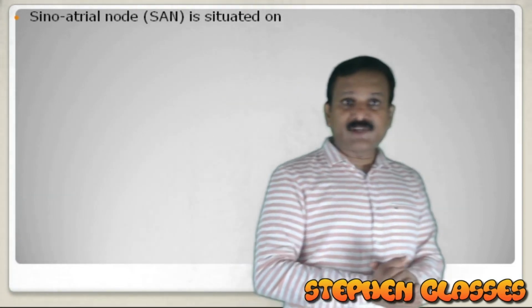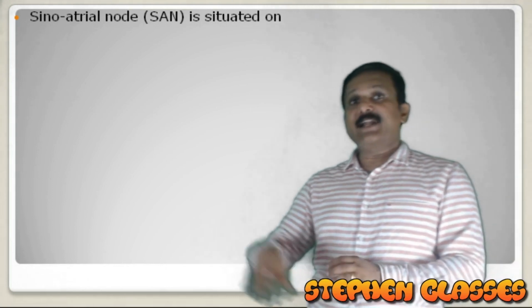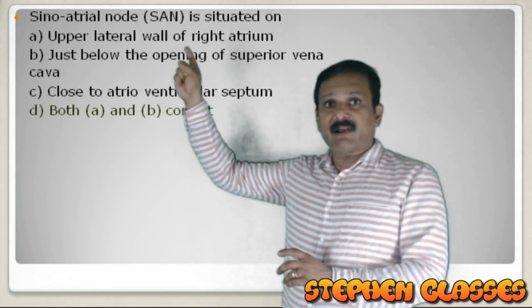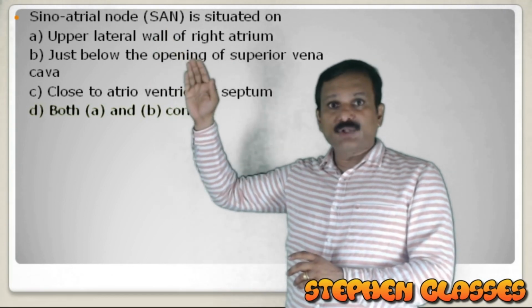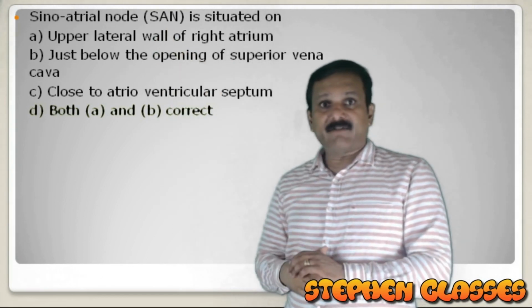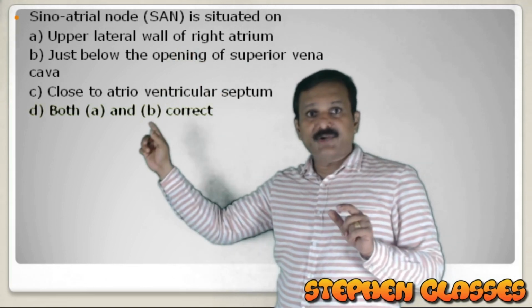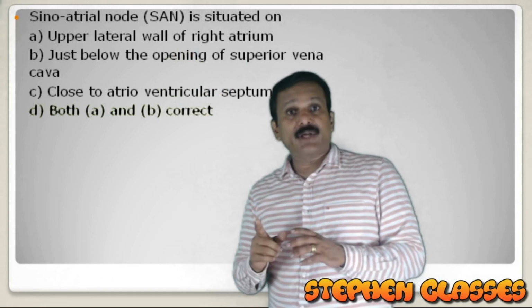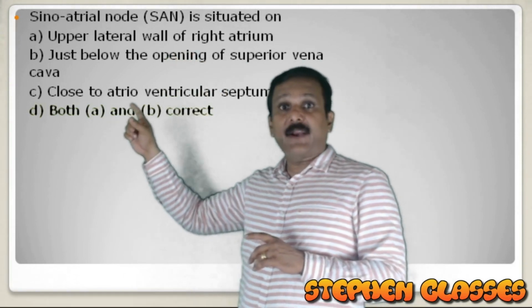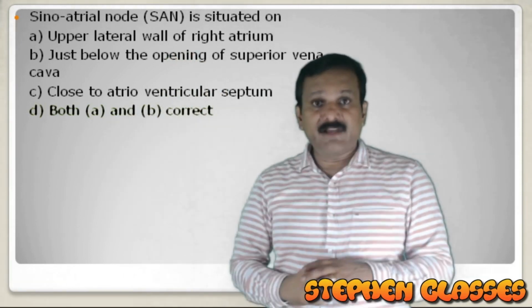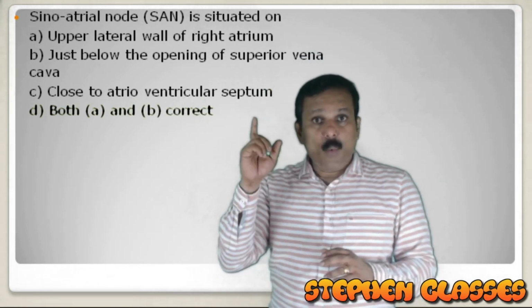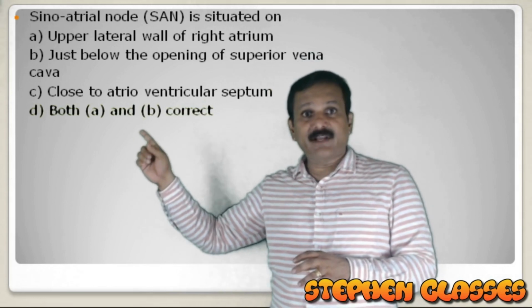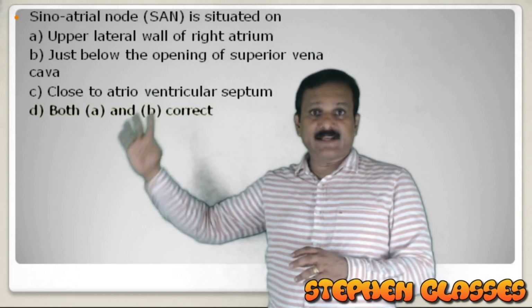So we have the question for you. This is about the position of the SA node. SA node is situated on the upper lateral wall of the right atrium, and it is just below the opening of the superior vena cava. So here both A and B are true. So the correct answer will be option D. What about the AV node? AV node is very close to the atrioventricular septum. So we have the answer option D, because the question is about SA node.